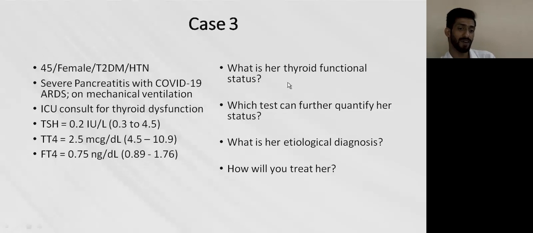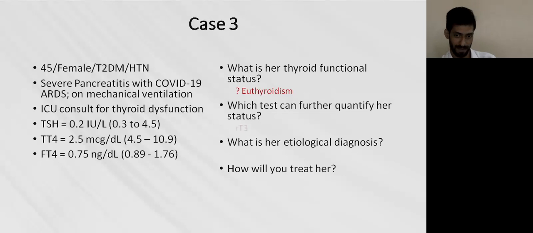So her thyroid functional status is? It's very difficult to say. There is no clear way to say what actual functional status of that patient is. That's why I've written query euthyroid. You cannot say because biochemically this patient is hypothyroid. Now, which test can actually tell us if this is primary hypothyroidism or a central hypothyroidism? Because your TSH is low and your FT4 is low, it could be central hypothyroidism. How do we know that this is not central hypothyroidism but sick euthyroid?